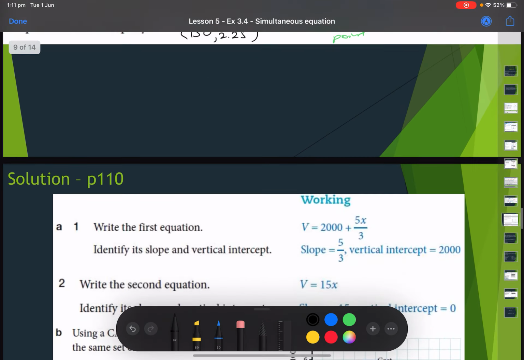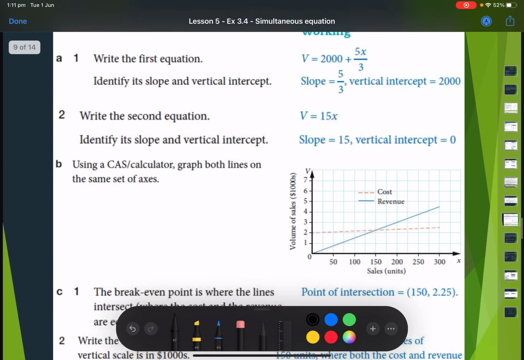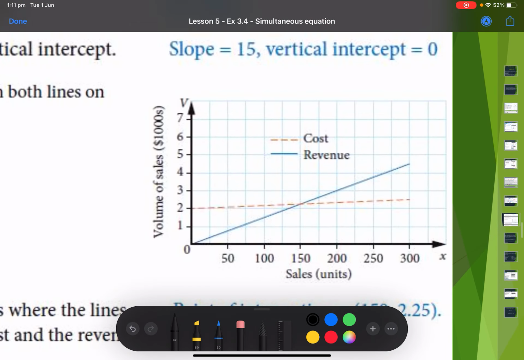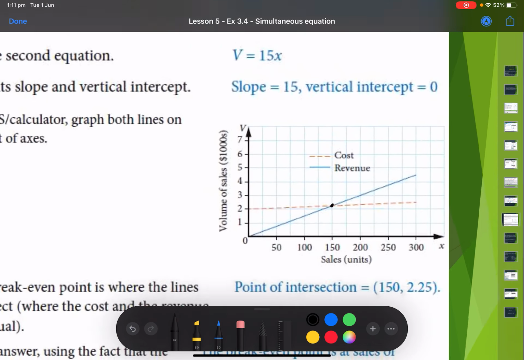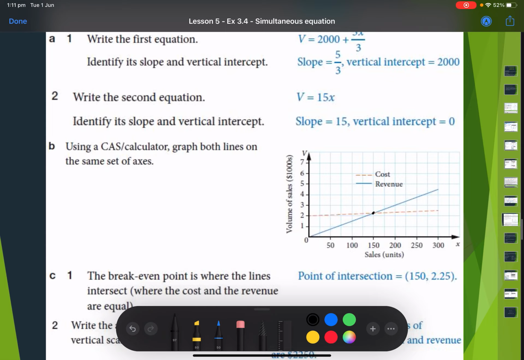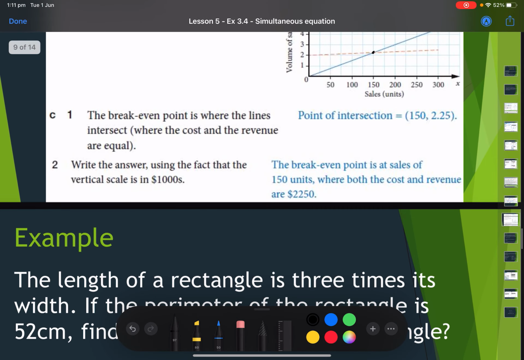All right, the working out, of course, is here, so you can see that graph, okay, and that point of intersection would be at 150, 2.25, and you can have a look at that.